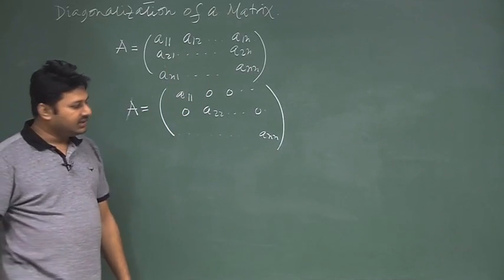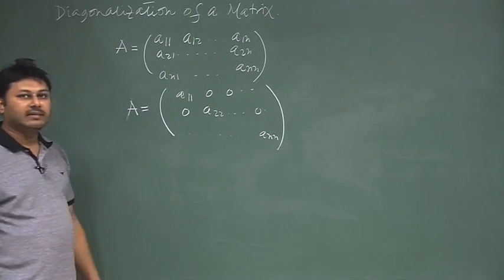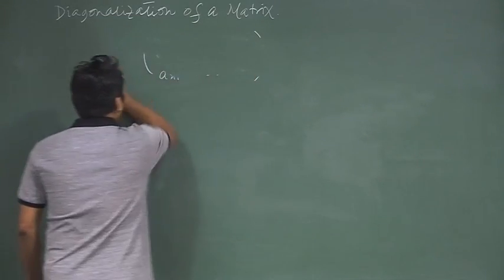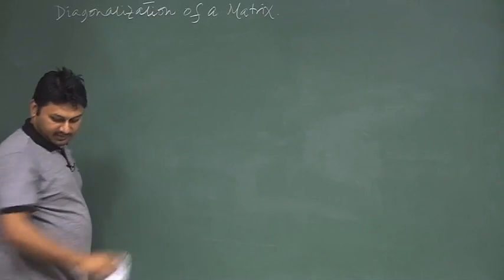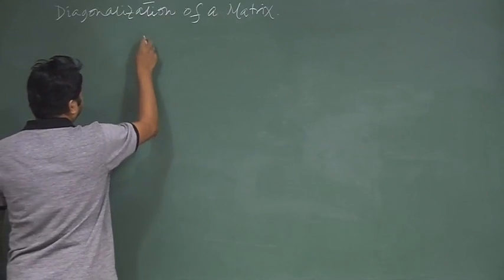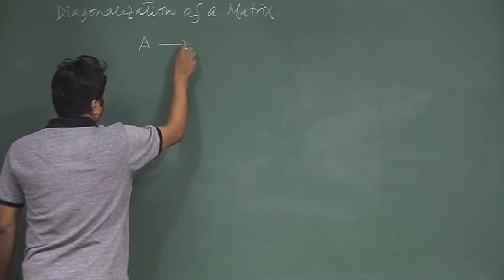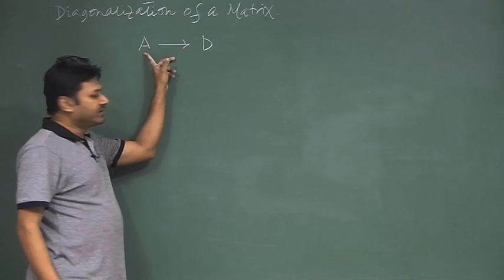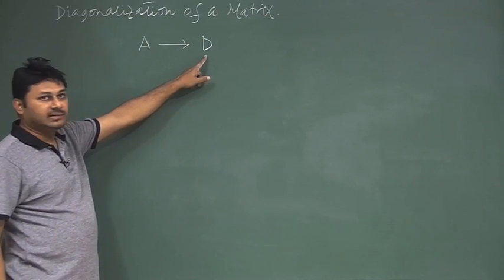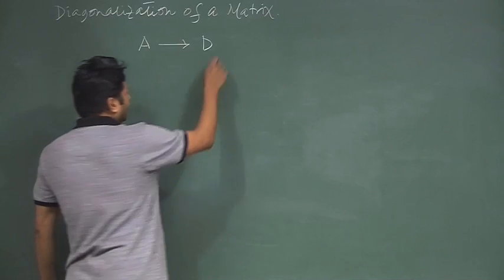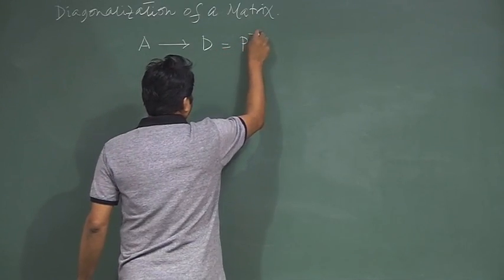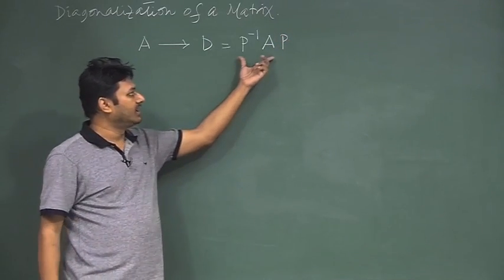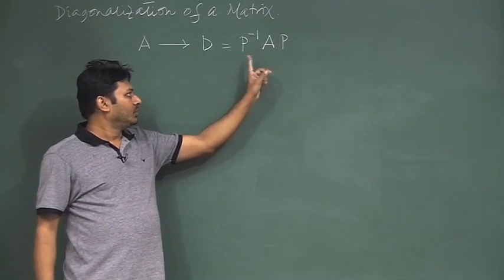Now, the question is: is it possible to diagonalize a matrix? Let me first write it. A given matrix A can be diagonalized to a matrix D with a similarity transformation, with a suitable P. You should appreciate the meaning of similarity transformation.